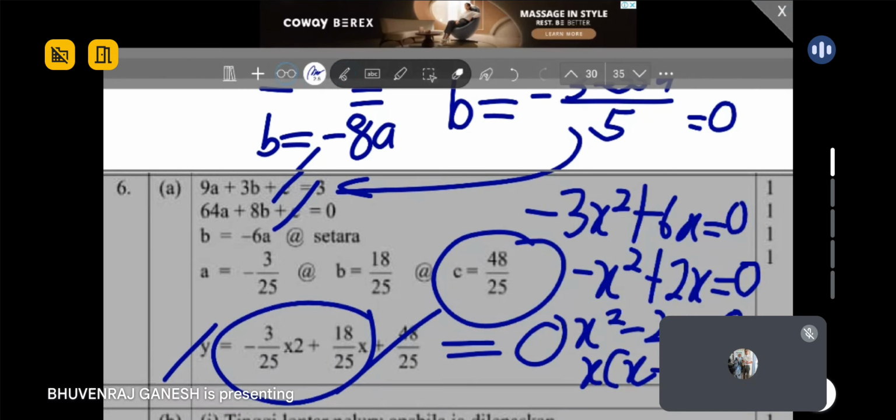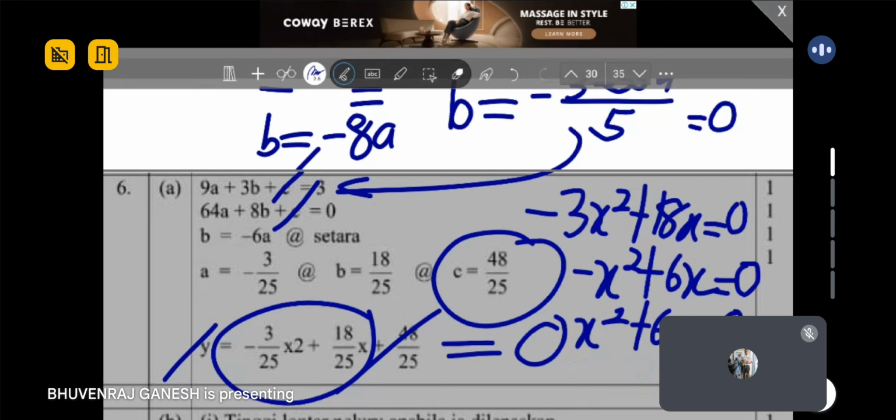Okay, so macam ni lah. Sorry, yang ni 18. Kenapa saya tulis 6? Sorry ya, this one is 18. Okay, so that means this one is 6. Okay, boleh faham kan guys? You guys can understand, right? The concepts over here. Okay, so when you solve this quadratic equation, bila selesaikan yang ni, you will get x is 0, x equal to 6.